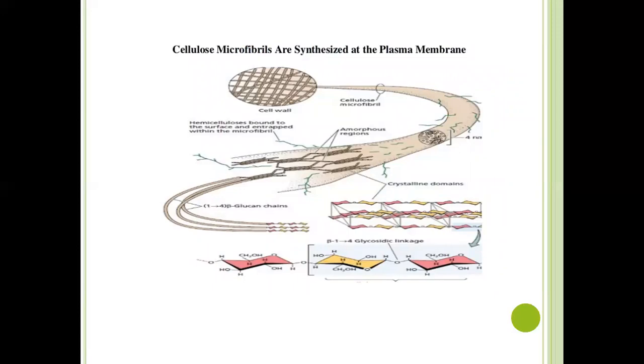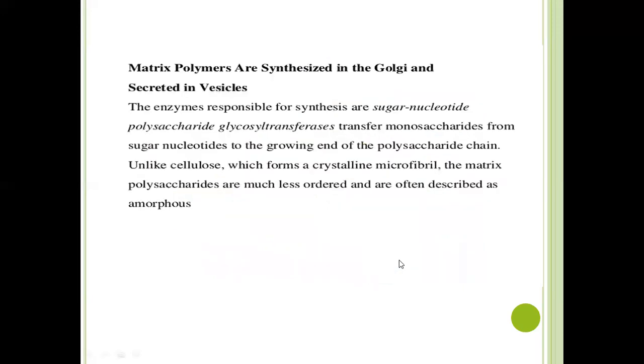Cellulose microfibrils are synthesized at the plasma membrane. This is the cell wall. This is the cellulose microfibrils. These are the amorphous regions. This is the 1,4-D glucose chain. These are the crystalline domains, which form the beta 1,4 glycosidic linkage, forming the cellulose microfibrils.